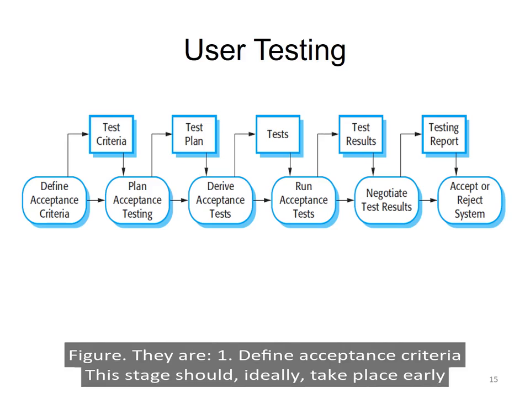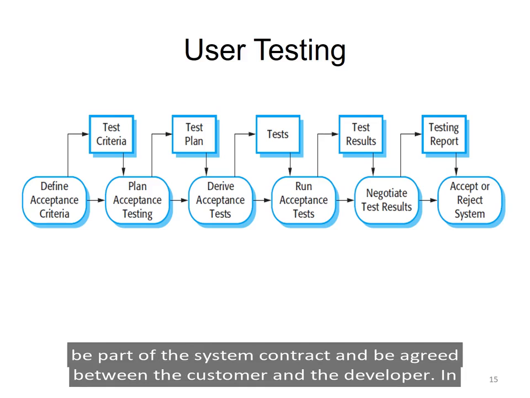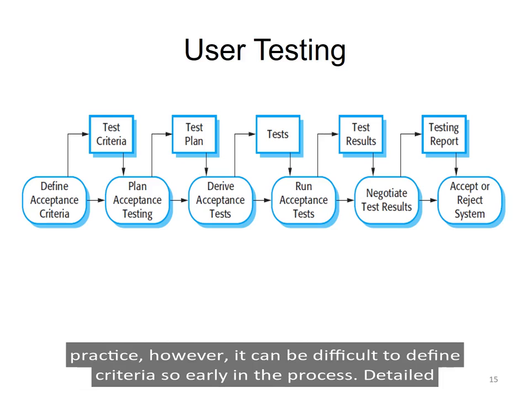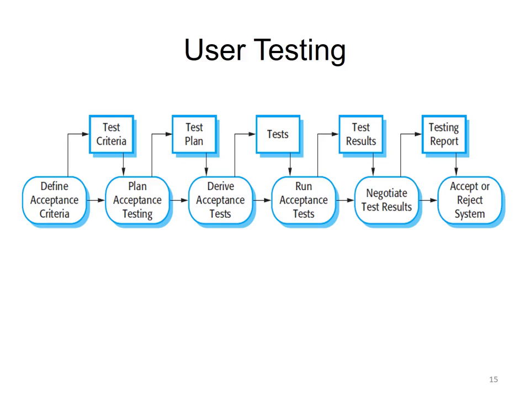This stage should ideally take place early in the process before the contract for the system is signed. The acceptance criteria should be part of the system contract and be agreed between the customer and the developer. In practice, however, it can be difficult to define criteria so early in the process. Detailed requirements may not be available and there may be significant requirement changes during the development process.